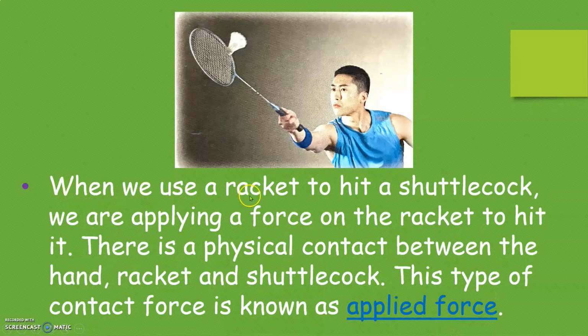When we use a racket to hit a shuttlecock, we are applying a force on the racket to hit it. There is a physical contact between the hand, racket, and shuttlecock. This type of contact force is known as applied force.